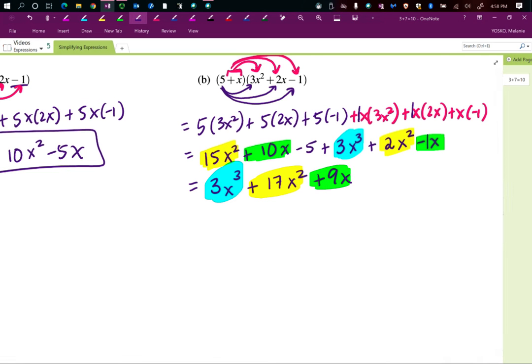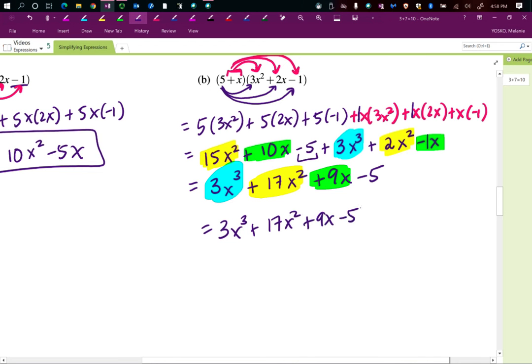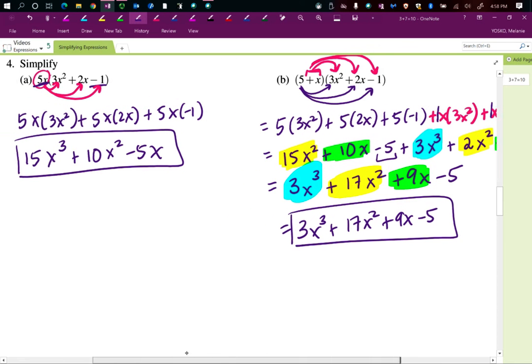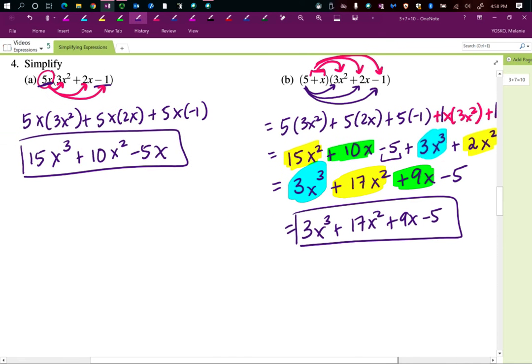And now look, we have one piece left, and that is the constant, minus 5. So your answer, I'm going to write it without all the colors, is 3x cubed plus 17x squared plus 9x minus 5. And we're going to compare this to the previous example. They look very different, right? This was 15x cubed. I only have 3x cubed here. This was 10x squared. I have 17x squared. This even has fewer terms, right? This one doesn't even have a constant.